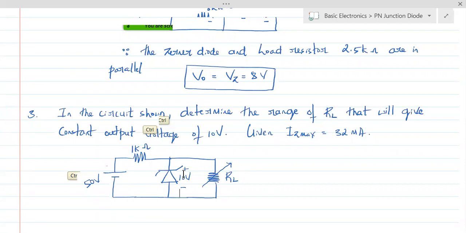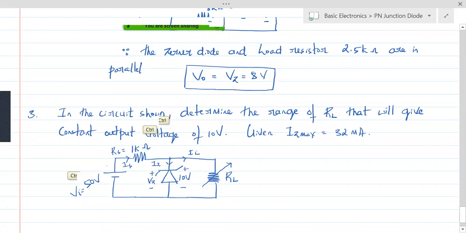Fine. Now just see this. This is Vi, everybody understand this is Vi. This is Rs. And this is your Vz. What is the current here? This is Is. What is the current here? It is Iz. And this current is IL, the load current. This is what is given.